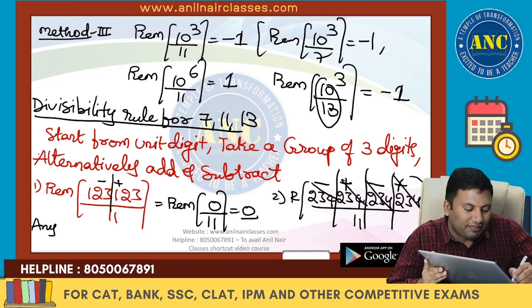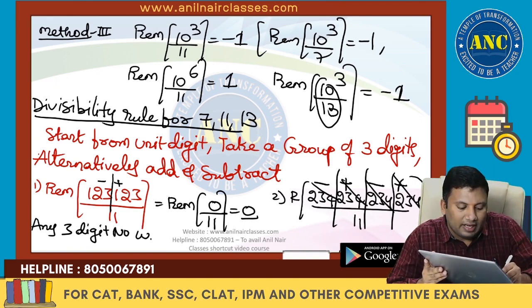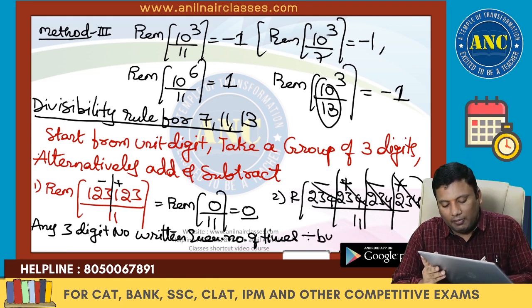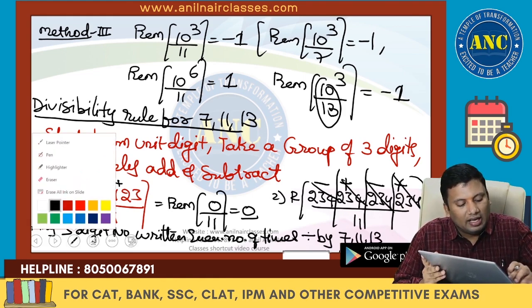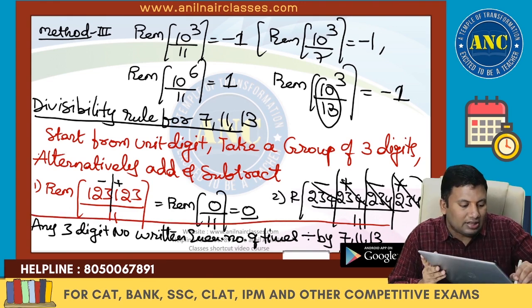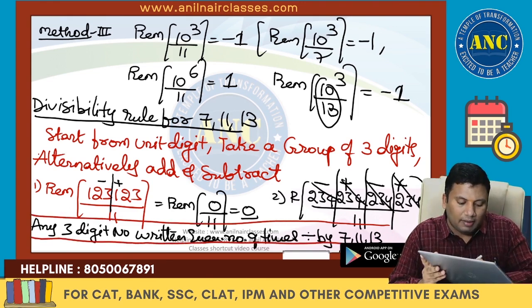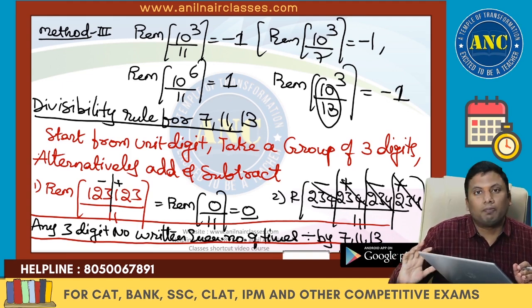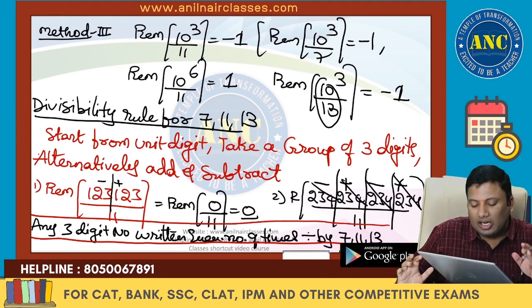In fact, not only 11. Any 3-digit number written an even number of times is always divisible by 7, 11 and 13. Extremely important concepts. Only if you know these concepts can you solve a lot of problems very, very quickly.